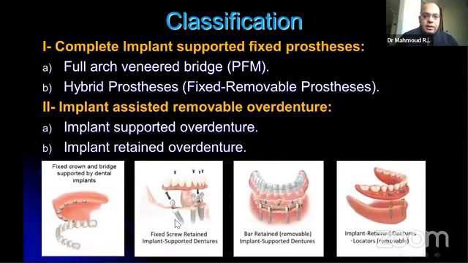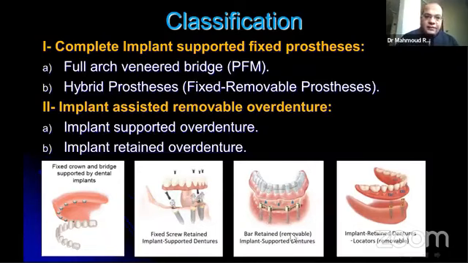to avoid injury of the inferior alveolar nerve or the maxillary sinus in the maxillary arch. And we use multi-unit abutments, as you see here, in order to make the prosthetic platform parallel to the path of insertion of the prosthesis. So we connect the abutment to the implant as you see here, and then use another screw to connect the prosthesis to the multi-unit abutment.